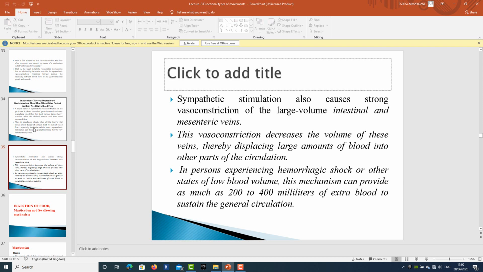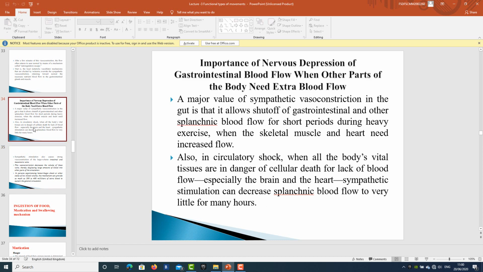So, this is all about today's lecture regarding the types of movements, how the blood supply is there, what is the role of portal circulation, I mean splanchnic circulation, and what is the importance of nervous depression of the gut blood flow whenever there is an extra amount of blood required by the other vital areas in the body during the course of any shock-like condition.